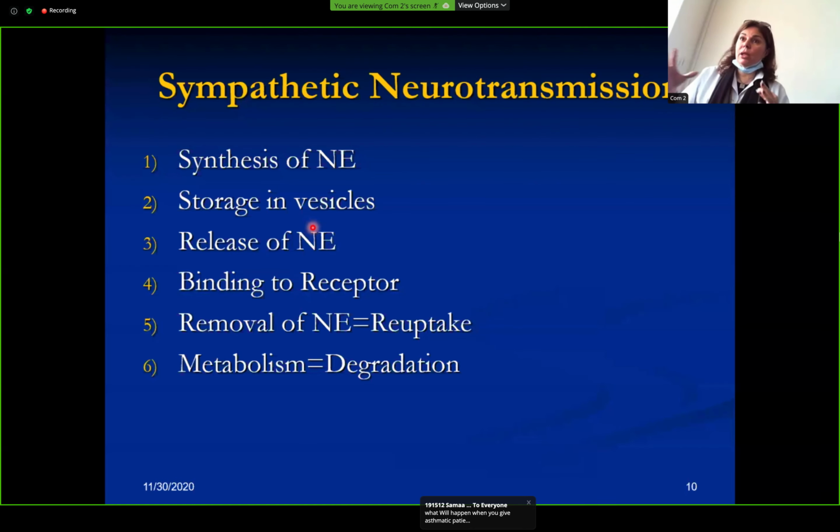But it cannot keep binding the receptor and activating it. It should be degraded. We remember that we have to remove it and metabolize it. It should be removed by reuptake, remember, which is uptake 1, and then it goes back again into the store till another action potential. And then some of them will be what? Metabolized. Is that clear?